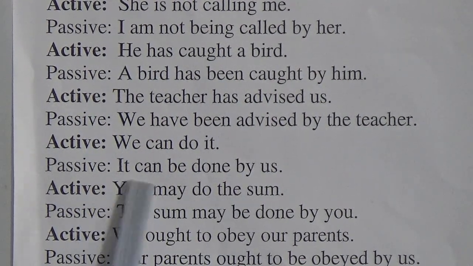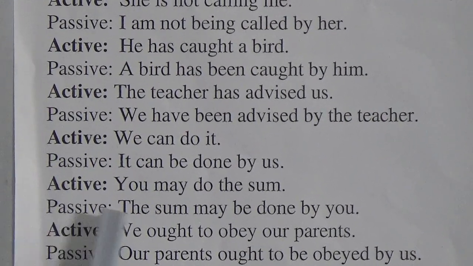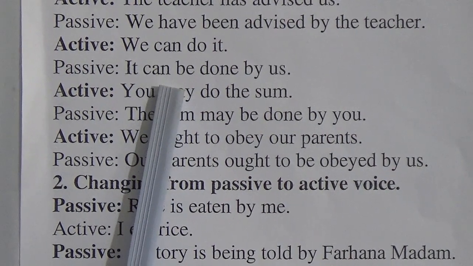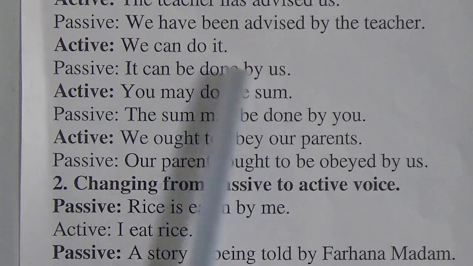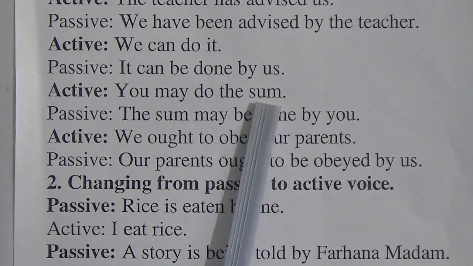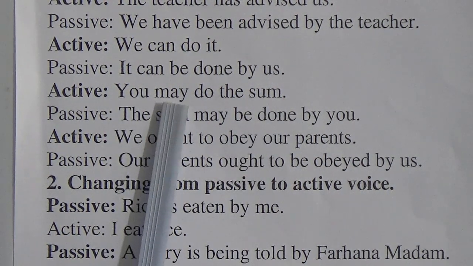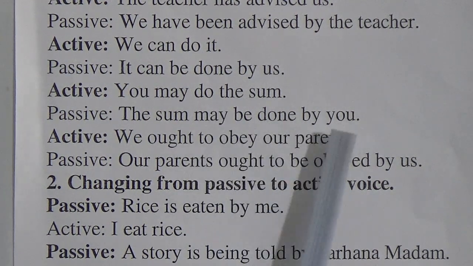It will be the subject, and can is a modal auxiliary verb. If this modal auxiliary verb comes, we will use be after the modal auxiliary verb. So it can be, past participle of verb, preposition by, and the subject becomes the object. You may do the sum. The sum here is the object, we will make it the subject. And may is a modal auxiliary verb, we will use may be, past participle of verb done, preposition by, and you.